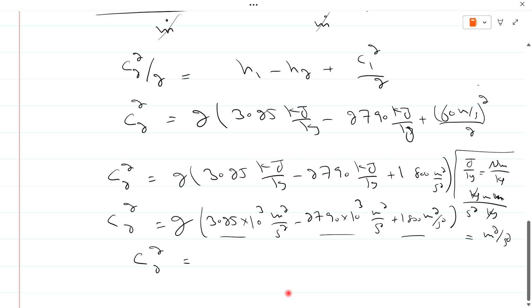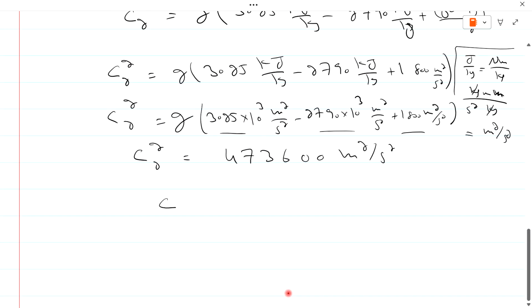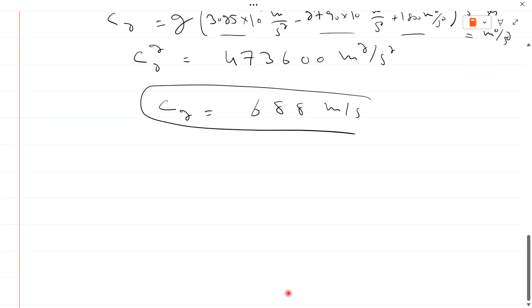So C2 square is equal to 473600 meter square per second square. And to find C, take the square root on both sides. So C2 is equal to 688 meter per second. This is part number 1. Now we are solving part number 2.